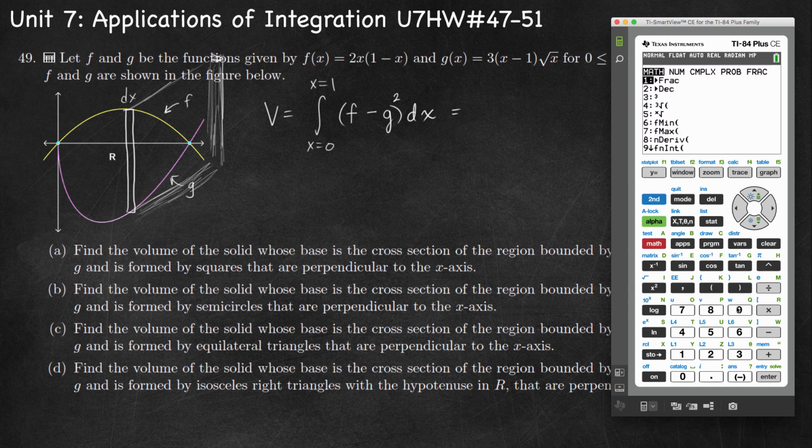Math 9, from 0 to 1, f minus g squared, so that's y1 minus y2, squared with respect to x. And that gives me a volume of 1.493.